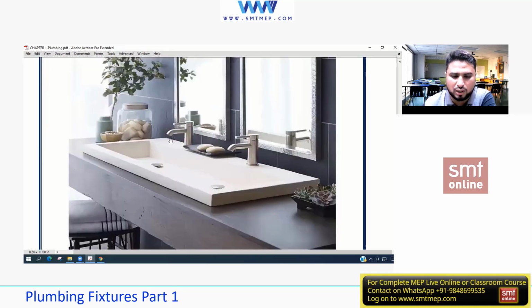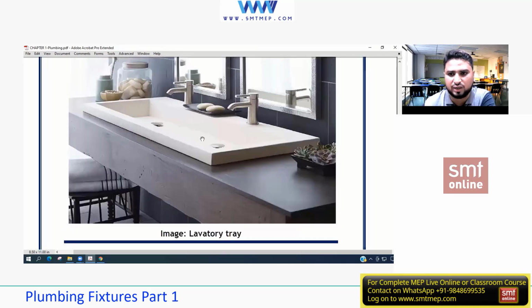One more is what? This is called a laboratory tray. Now, what is a laboratory tray? It demands both cold and hot water. A laboratory tray is something in which multiple people can be served. For example, in function halls, where a number of people will be served, or in shopping malls, and these kinds of places, where a number of people can be served.